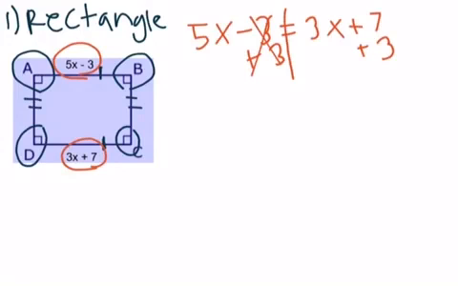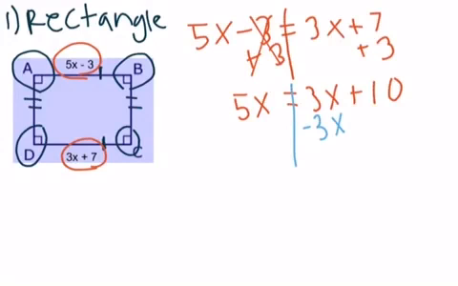It's going to cancel right here. We're left with 5x on the left-hand side equals 3x, and then 7 plus 3 is 10. Now what do we want to do? We want to get all the x's on the other side. So I need to move this 3x over to the left side. And remember, opposite operations, we're going to subtract for these to cancel. 5x minus 3x gives us 2x equals, and then 10 is left on the right-hand side.